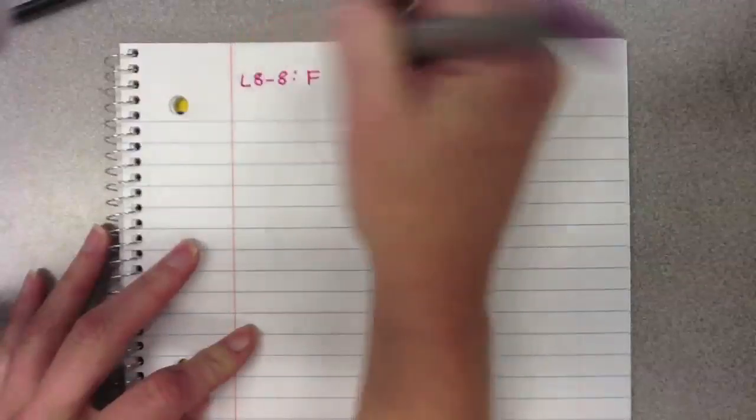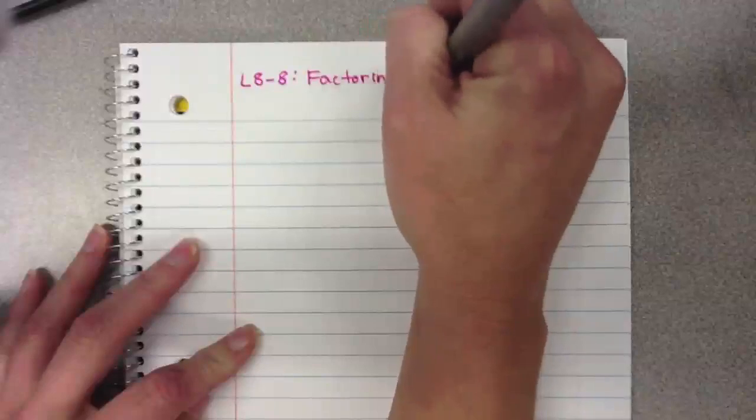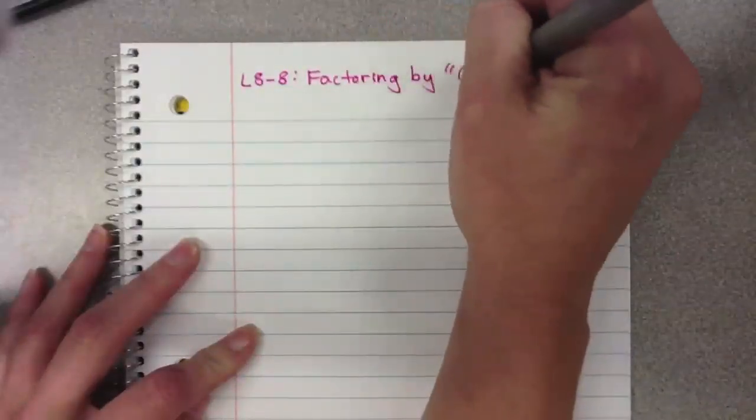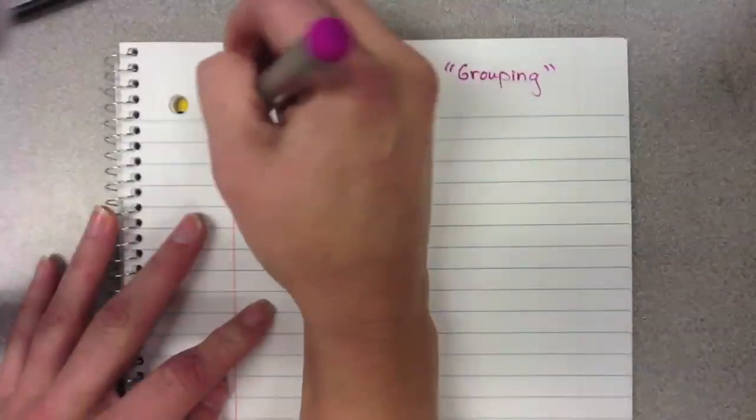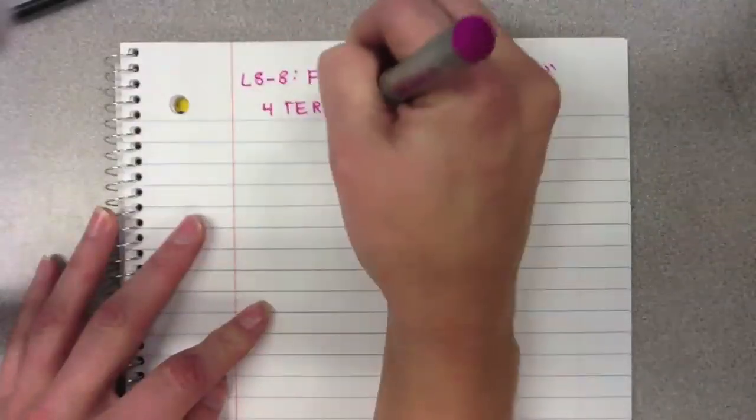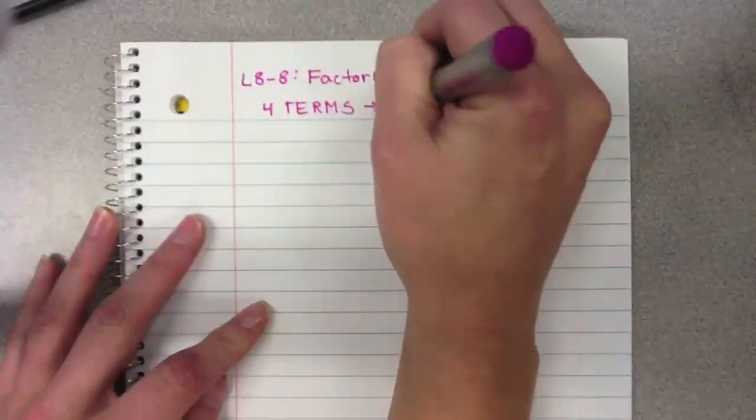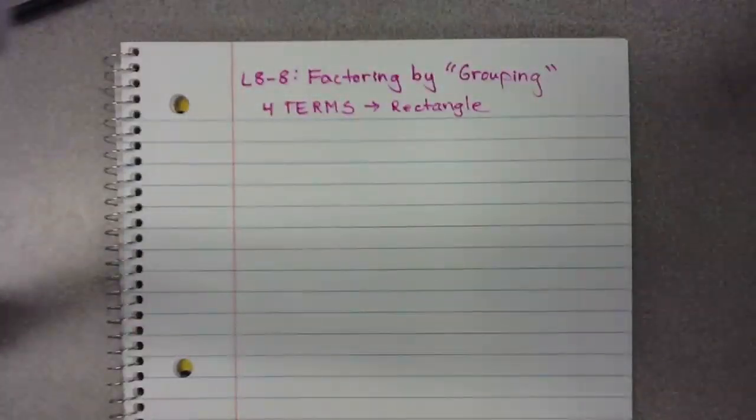So this is Lesson 8.8. It's called factoring by grouping. But what you're going to learn to recognize it as is that when you see 4 terms, you're going to use the rectangle. You're not going to use grouping. So whenever you see something that says factor by grouping, you're just going to know that as this is when I have 4 terms and I use the rectangle.